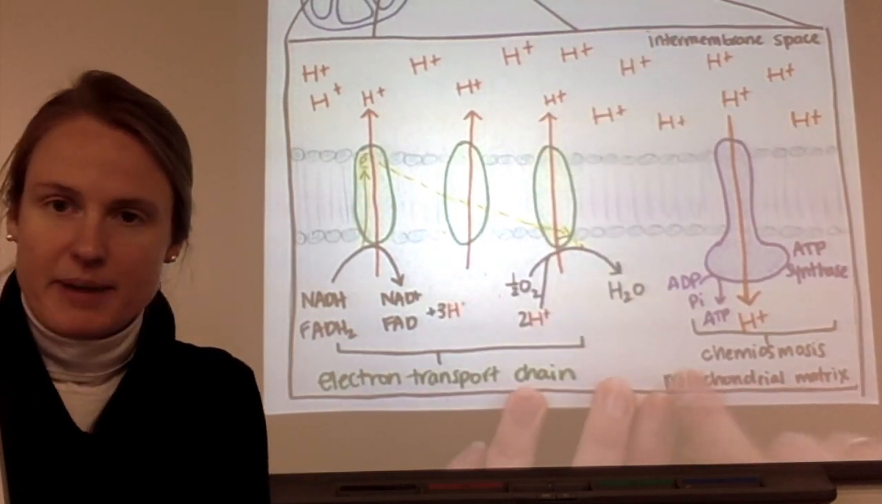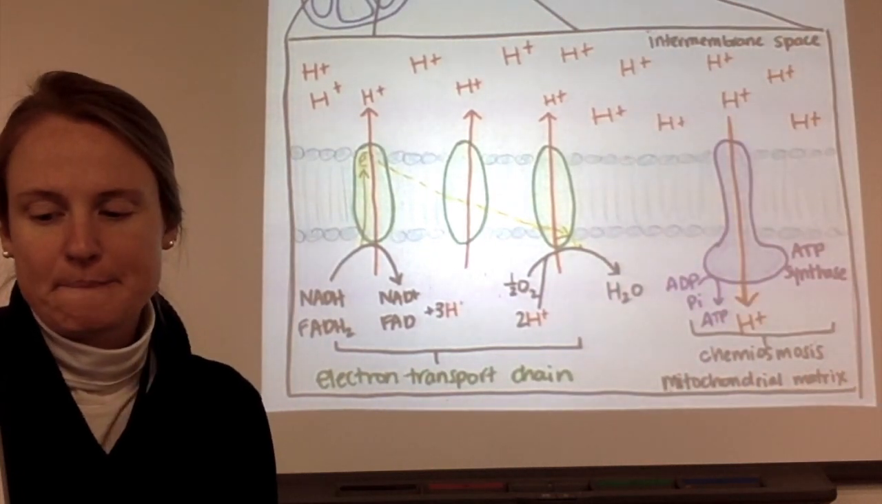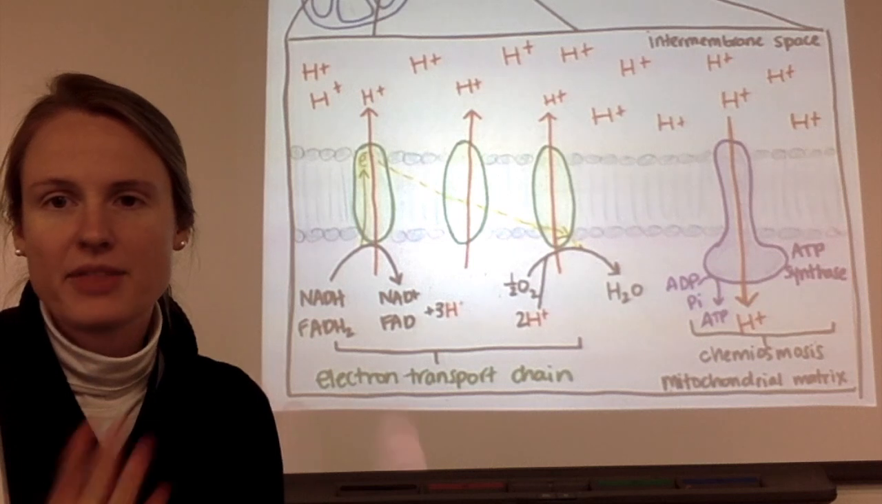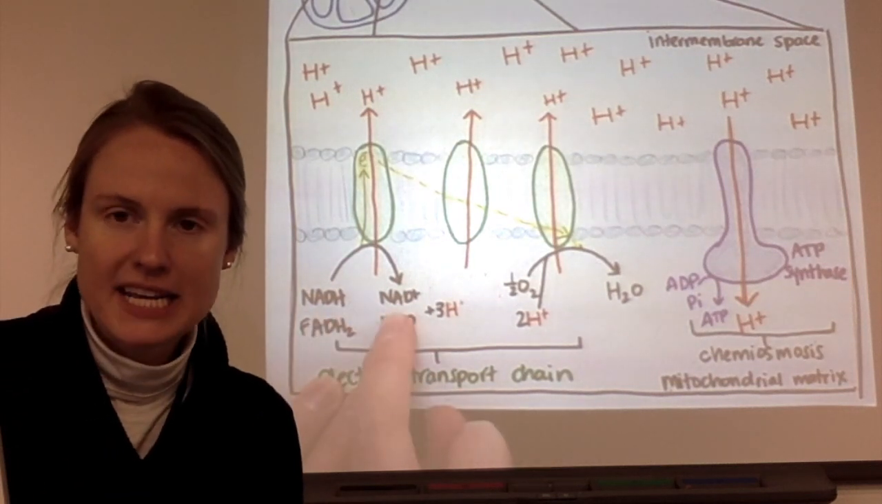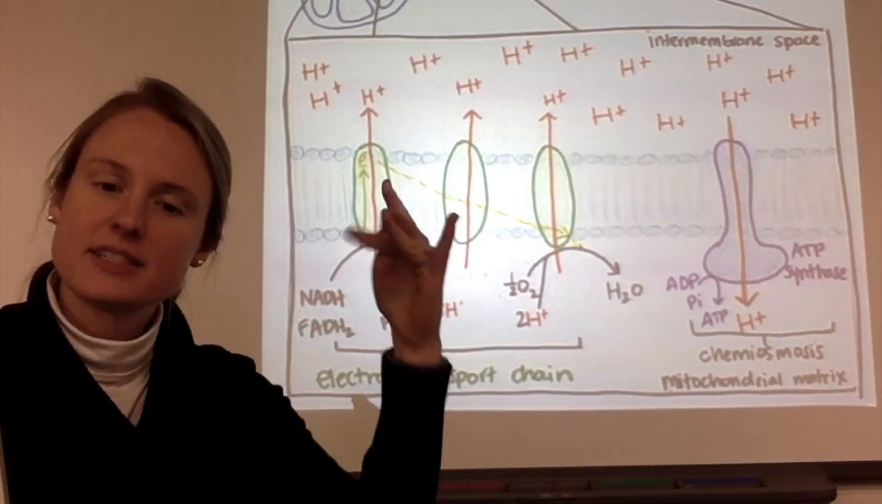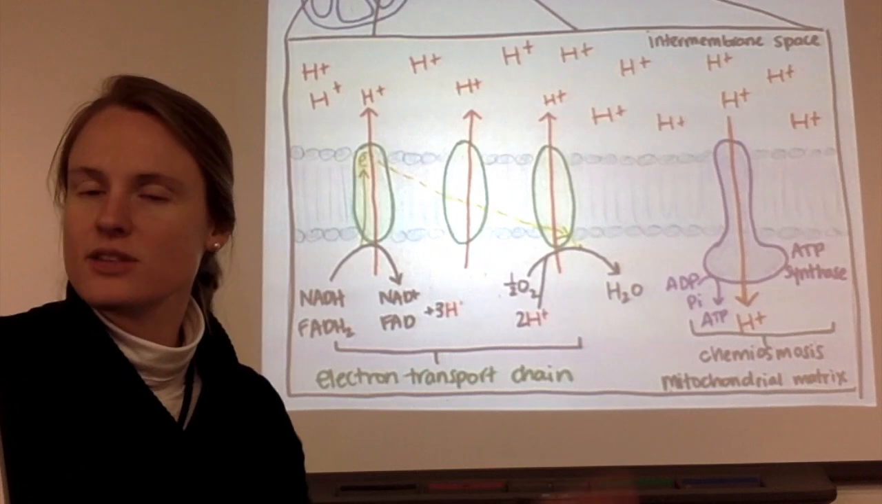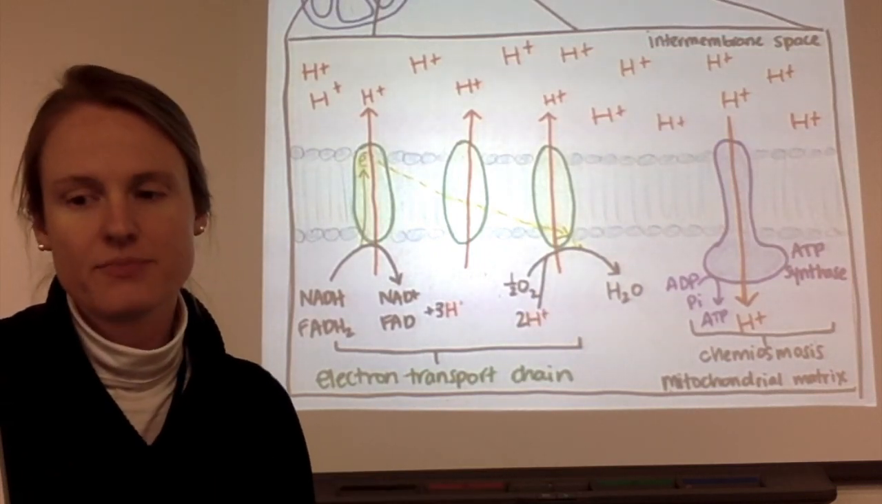The mitochondrial matrix is on this side, and the intermembrane space is on this side. I also want to point out that it's this phase that's regenerating the NAD+ and the FAD, which will go back to glycolysis, Krebs, and Link to be reduced again so that more electrons can come over for this process.